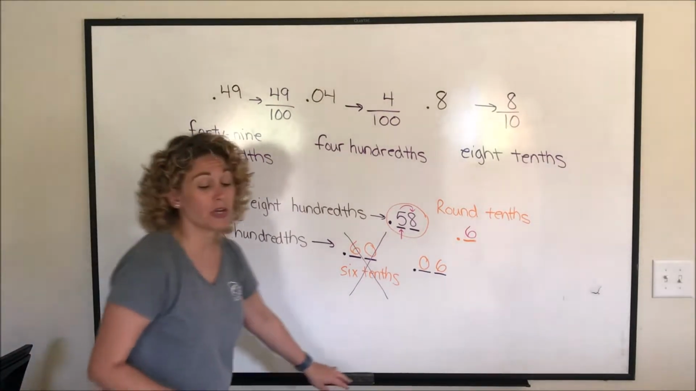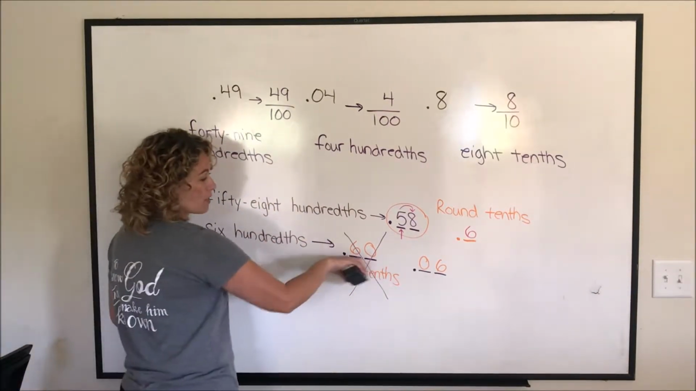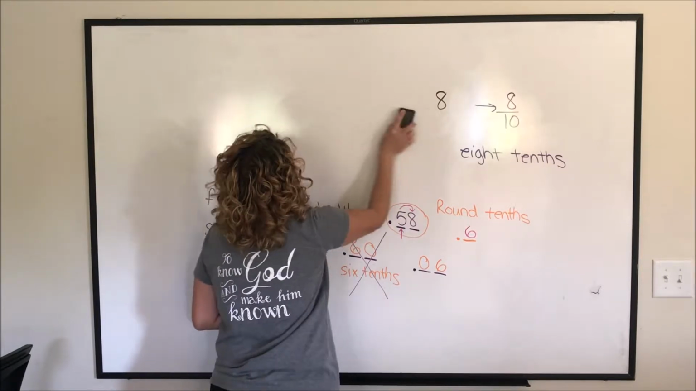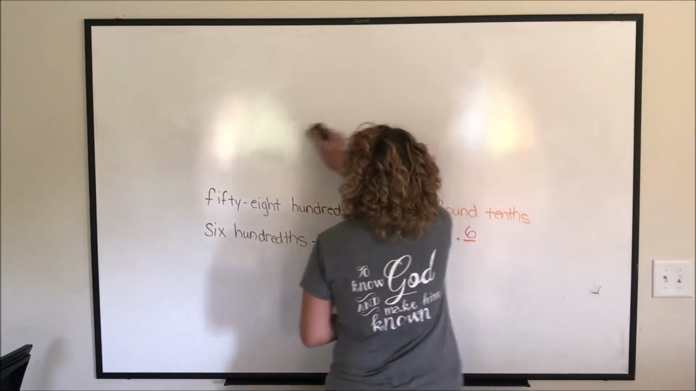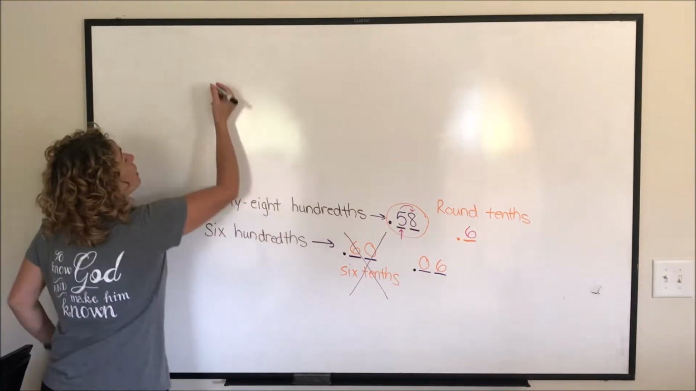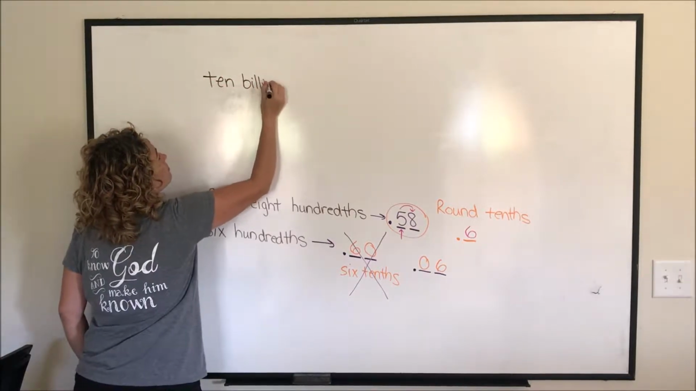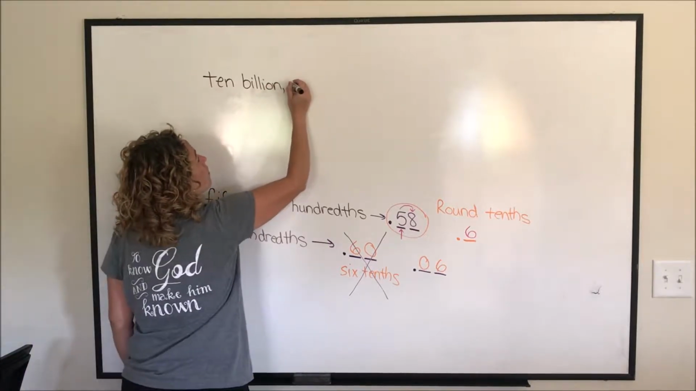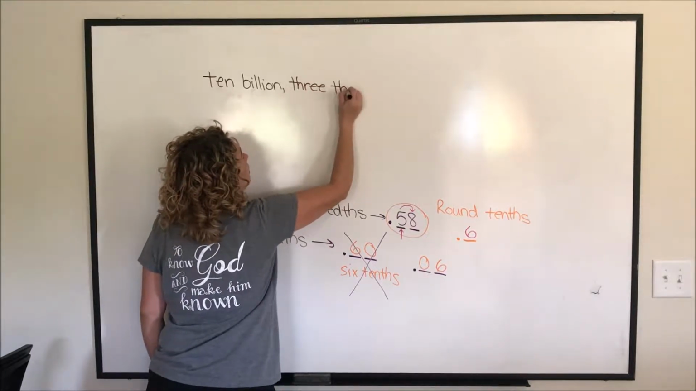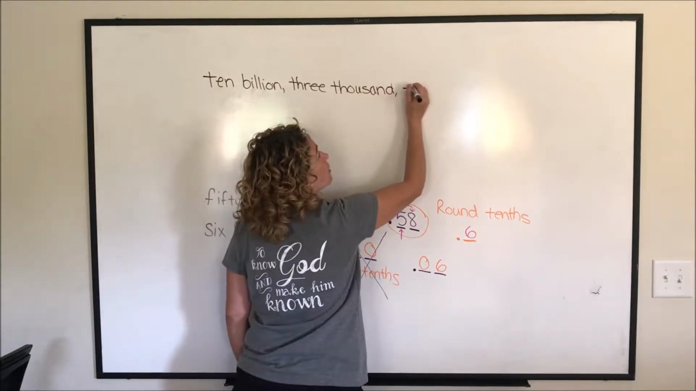Now, we also talked about the decimals, but we talked about the other side of the decimals and how these dashes come into play. So let me show you that. All right, ready for a really long one. Okay, here we go. 10 billion 3,000 245.